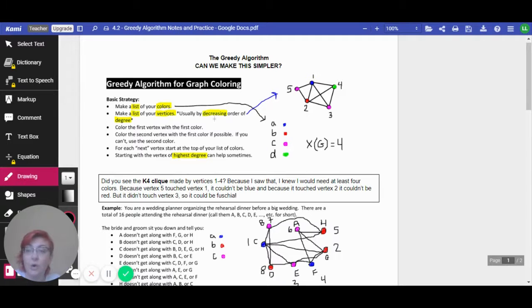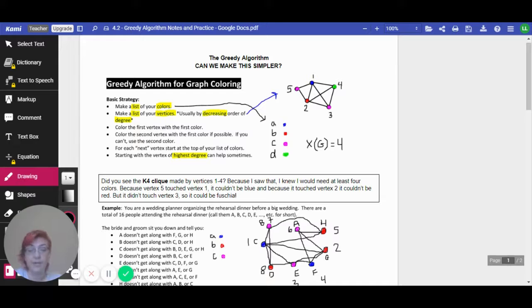All right. So the first thing I did was color A, and I colored vertex 1 color A. Vertex 2 had to be color B because it could not be color A. Vertex 3 could not be color A or color B, so I made it color C. Vertex 4 could not be A, B, or C, so it was D. Vertex 5 could not be A or B, but it could be C because it's not connected to vertex 3. Therefore, the chromatic number of this graph is 4.